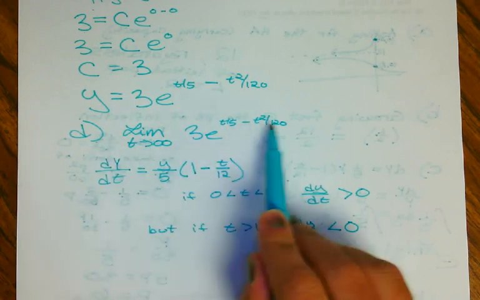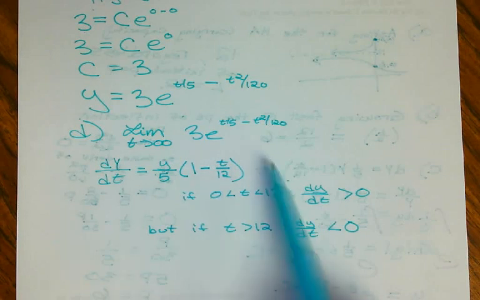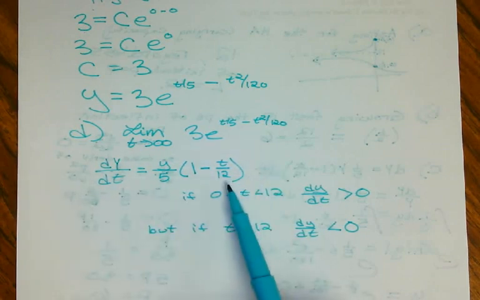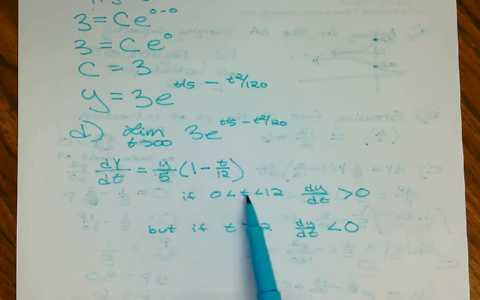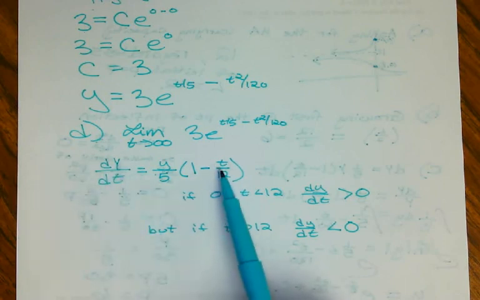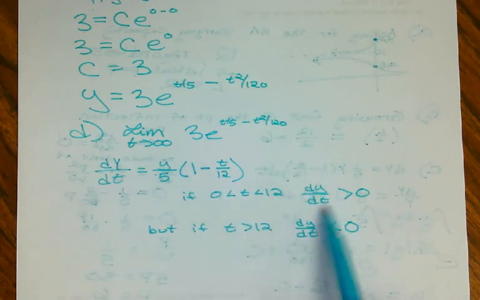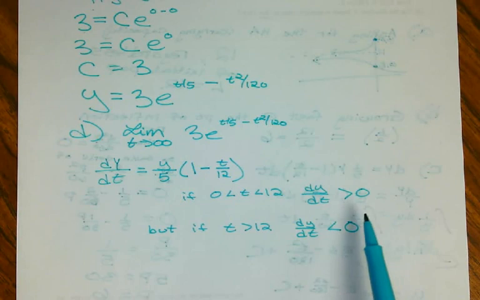And if you tried to plug in here, you'd end up with an infinity minus an infinity and e to the infinity. That's one of those indeterminate forms. We don't really know how to deal with those yet because you don't know L'Hopital's. If you do know L'Hopital's, you can go ahead and use that. But if not, I want to remind you of that differential equation from the front. We can tell that if your t value is between 0 and 12, your dy dt is going to be positive, because if this is, say, a 6, 1 minus a half will be positive. That means the population is going to be growing. If your dy dt is positive, your population is growing.